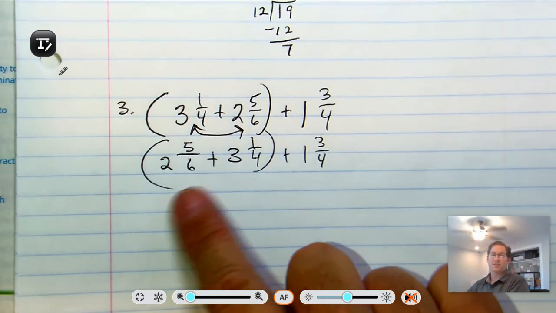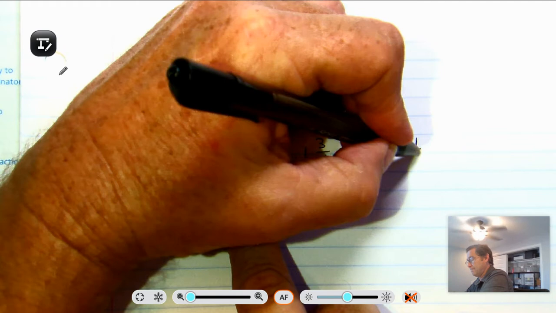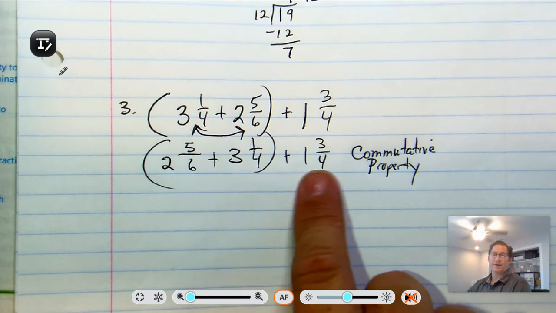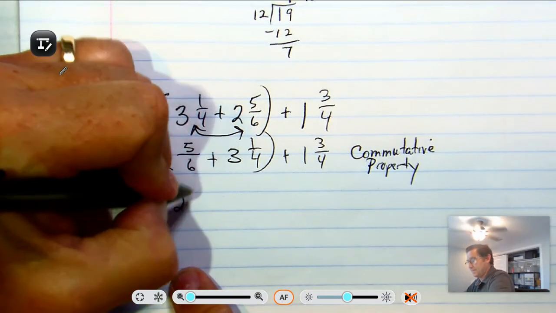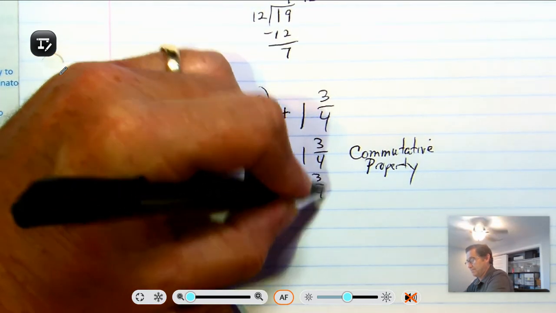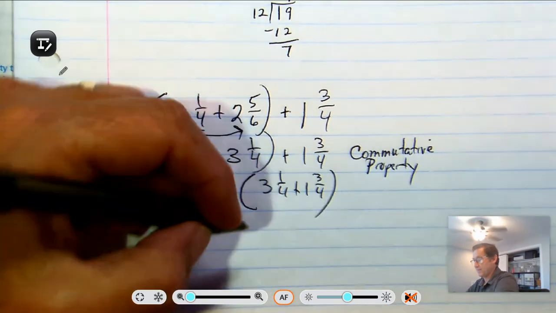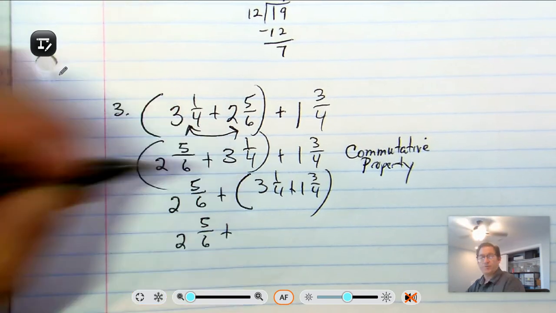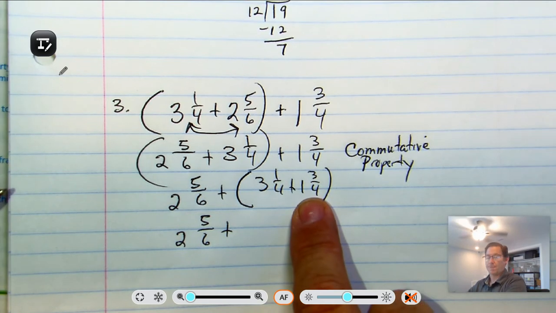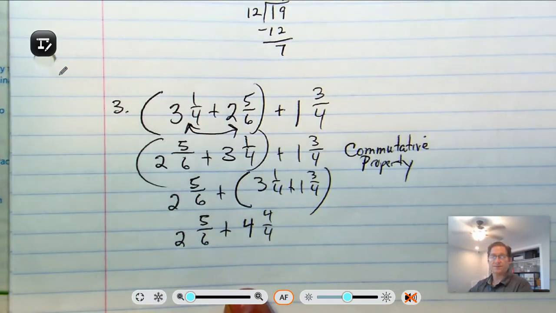So what allowed us to change the order? The commutative property of addition. Now I want to go ahead and group those two together. So I'm just going to put the grouping symbols around the fourths and leave 2 and 5/6 on the outside. I'm going to rewrite 2 and 5/6, and I'm going to simplify this. 3 plus 1 is 4, and 1/4 plus 3/4 is 4/4.